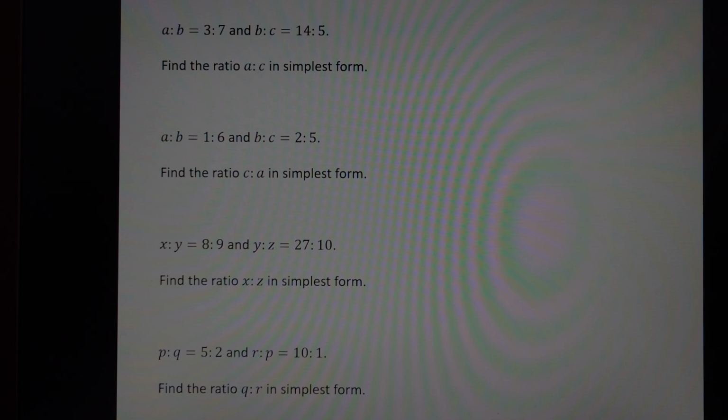Okay, and finally for this particular skill, I'd like you to have a go at these 4 questions, please. So you might want to pause the video at this stage, have a go, and then some solutions are coming up any moment.